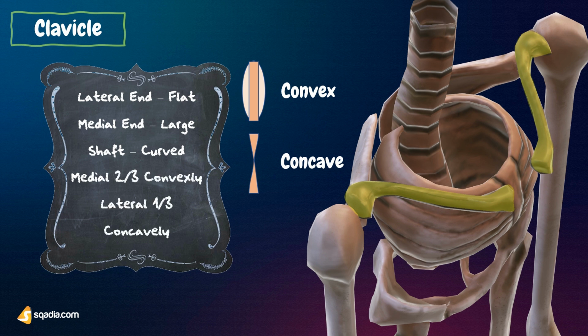The shaft is slightly curved so that it is convex forwards in its medial 2/3 and concave forwards in its lateral 1/3. We will get into details of that in a minute. So you can determine the side to which a clavicle bone belongs to by looking at it closely and keeping these points in mind.